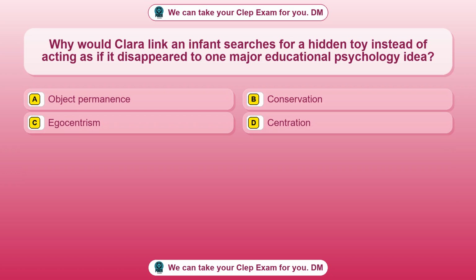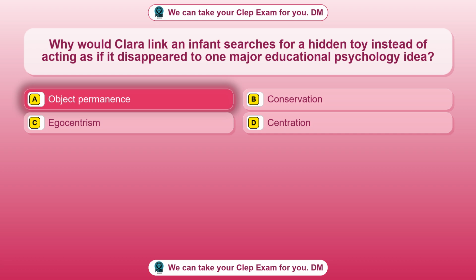Question 18. Why would Clara link an infant searching for a hidden toy, instead of acting as if it disappeared, to one major educational psychology idea? Option A, object permanence. Option B, conservation. Option C, egocentrism. Option D, centration. The correct answer is option A.